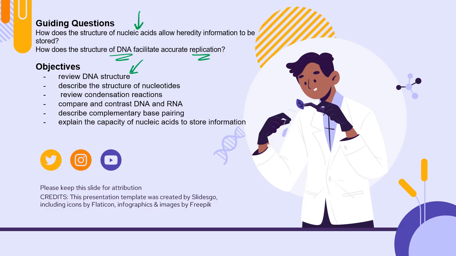We reviewed DNA structure. We talked about those different pieces of nucleotides, the phosphate groups, the pentose sugars, the nitrogenous bases. We looked at how condensation reactions can put nucleotides together to make our polymers of DNA and RNA, which have some similarities and some differences. We talked about that complementary base pairing. Adenine and thymine will pair, cytosine and guanine will pair. And we talked about how much information we can hold in our DNA and RNA to pass on our genetic information. Good work today.